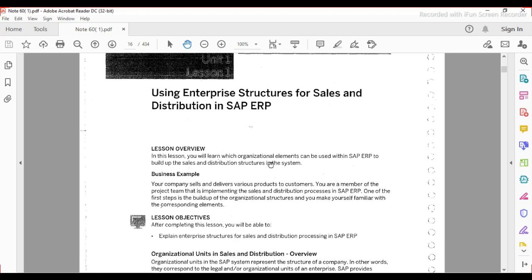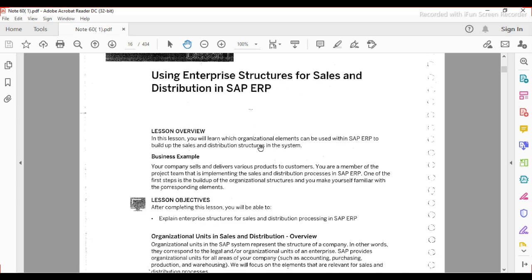This is the first unit, Unit 1, using enterprise structures for sales and distribution in SAP ERP. This is the lesson overview. What you will learn in this lesson: you will learn about the organizational elements that can be used within SAP ERP to build up the sales and distribution structure in SAP. We are going to study the org units that are relevant to the SD module, the sales and distribution module.